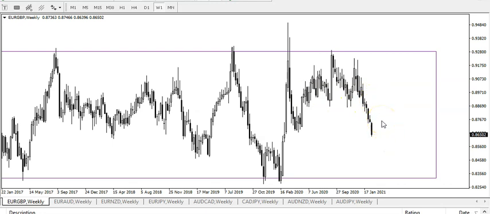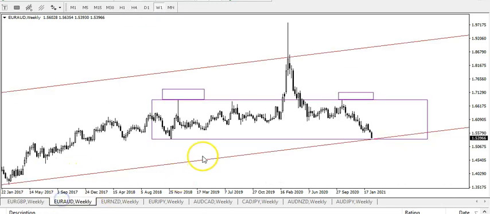Fairly bearish market, and with a long candlestick, this is very interesting. Cool. Moving on, I have Euro Aussie.